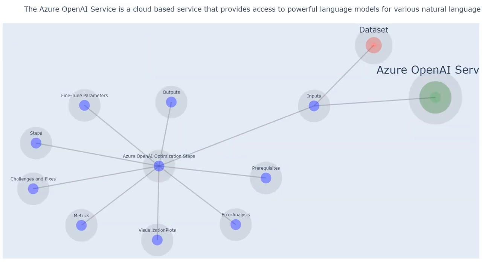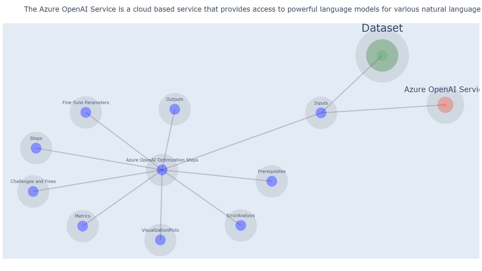Inputs. The Azure OpenAI service is a cloud-based service that provides access to powerful language models for various natural language processing tasks, including text generation, translation, and summarization. The dataset is a collection of data that is used to train and evaluate the Azure OpenAI model. The dataset should be relevant to the target task and include a sufficient number of examples.